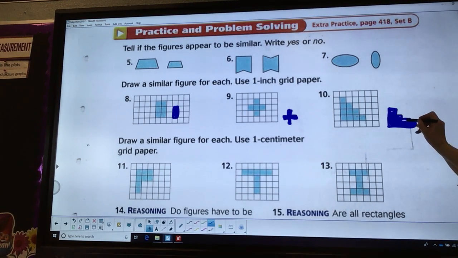Okay, my board's not being cooperative today. There's lots of white spots. There we go. Okay, now I have the same shape, just different sizes. Okay?